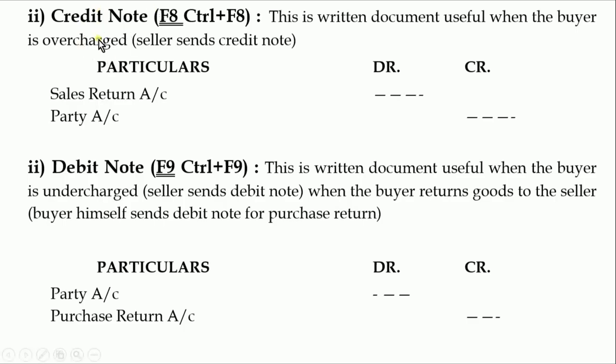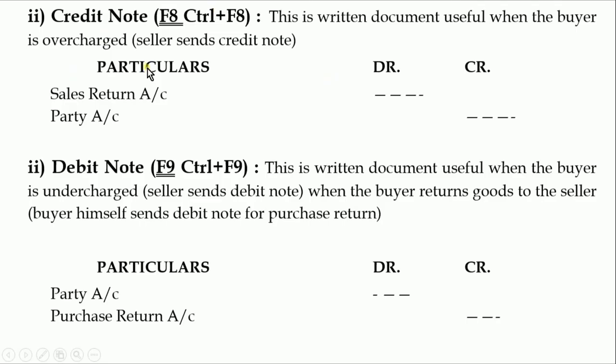And remember, credit note is related to debtors. Even credit note is used for the sales return. That's why the shortcut key is Control plus F8. As you know, F8 is the shortcut key for sales, and Control plus F8 is credit note. That is sales return account debit, party account credit. Even for the sales return, we will use credit note.